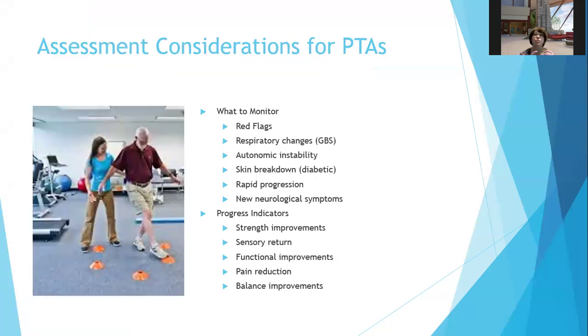So we want to look for respiratory changes as red flags, autonomic instability, so orthostatic hypotension or temperature regulation issues, skin breakdown for people who are diabetic, but for anybody, skin breakdown, rapid progression or new neurological symptoms. Things that indicate progress: strength improvements, sensory return, functional improvements, pain reduction, balance improvements, running into people at a dance class. That's a good indicator of improvement. So I like working with people with GBS. It's really fun because they have a good recovery.